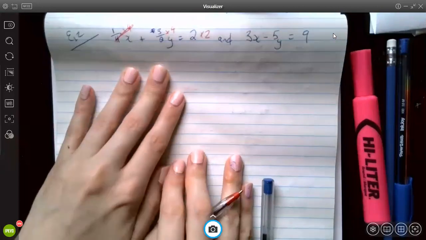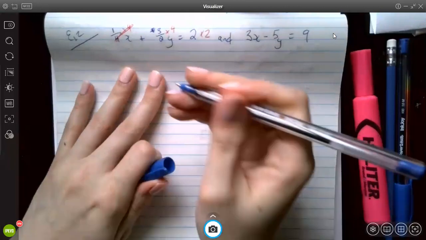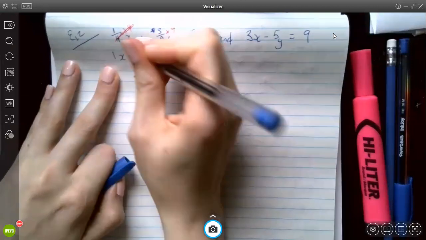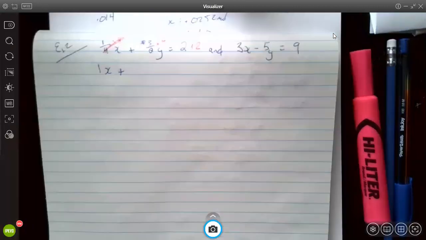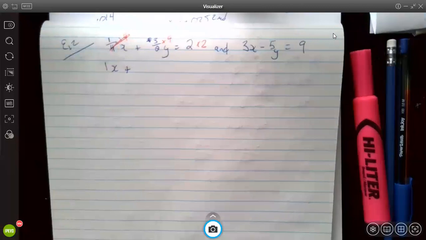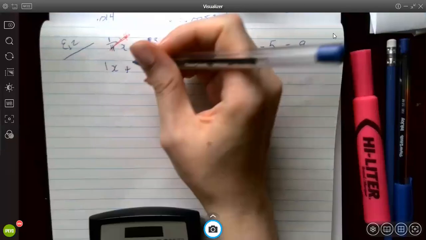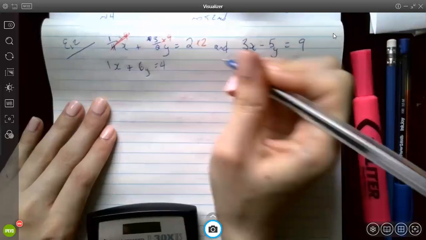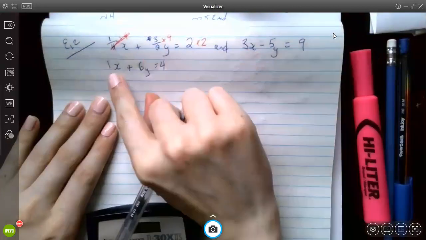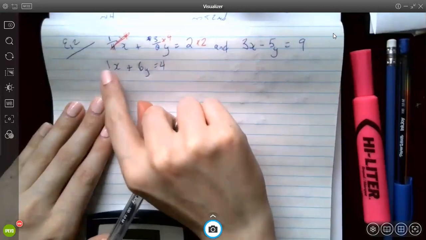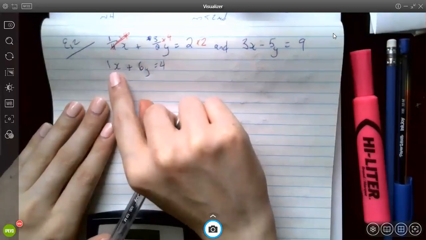Okay, that leaves me with 1x, or just x, plus 3/2 times 4 is 6, so 6y, and then 2 times 2 is 4. Now I can see that my x doesn't have a coefficient, or its coefficient is 1. So that means that x is going to be really easy to isolate this time.